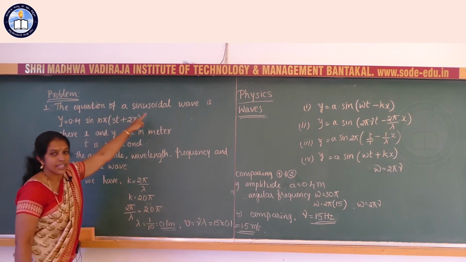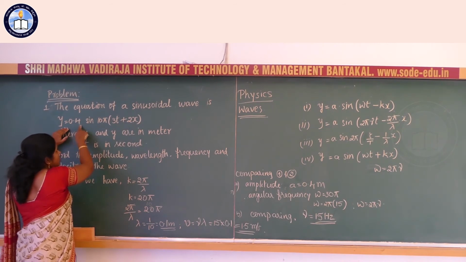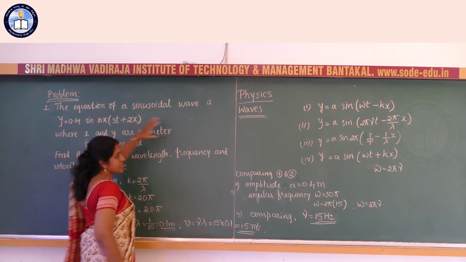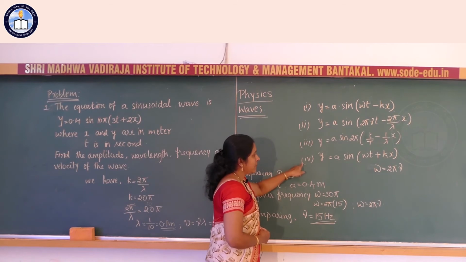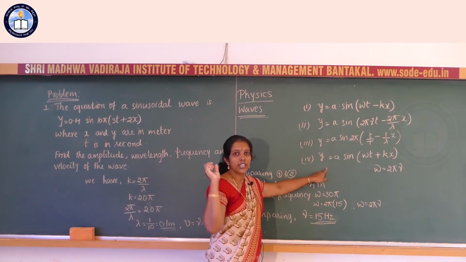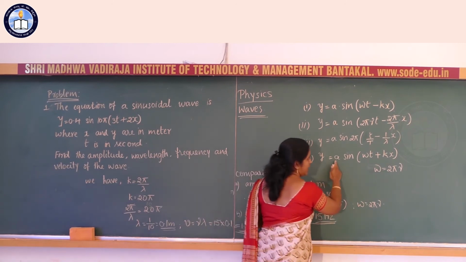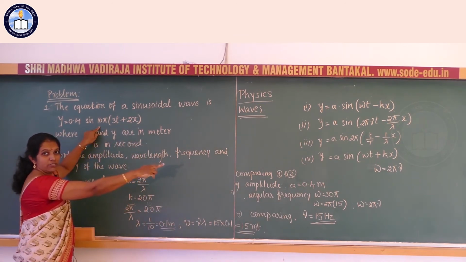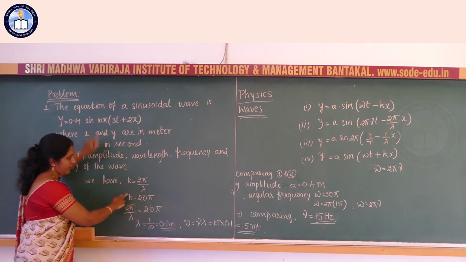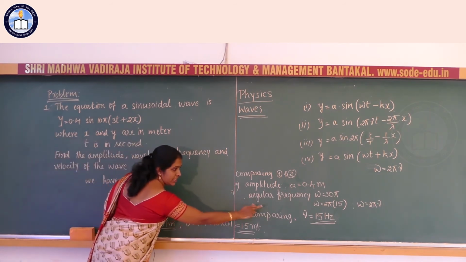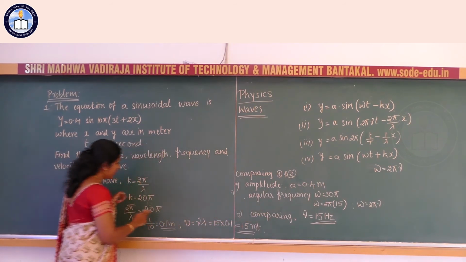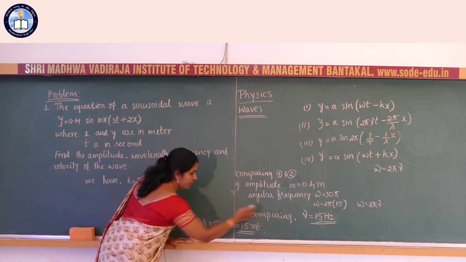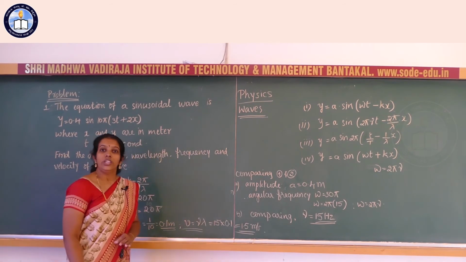I repeat, the equation of a sinusoidal wave is given. y is equal to 0.4 sin 10 pi into 3t plus 2x. Now compare this with the standard progressive wave equation. While comparing this with the progressive wave equation, we can reduce the given equation to this form, that is, y is equal to a sin omega t plus kx. Then comparing the standard wave equation with the given equation, we can find the amplitude of the wave and angular frequency. Knowing angular frequency, we can find frequency. Then using the value of k, we can find the value of wavelength lambda. Knowing the value of wavelength and frequency, we can find wave velocity, v is equal to nu lambda.